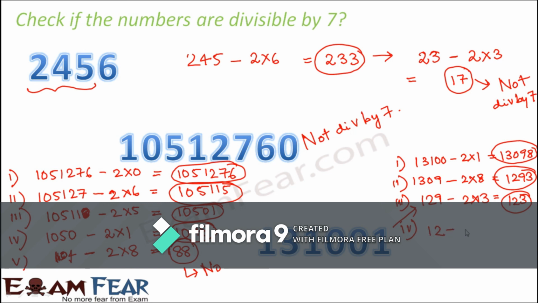Now if we repeat this process one more time, then we will be able to reach a smaller number. So we get it as 6. Now is 6 divisible by 7? No, it is not divisible by 7. Therefore this number as a whole is also not divisible by 7. So in this fashion we can decide if a number is divisible by 7 or not.